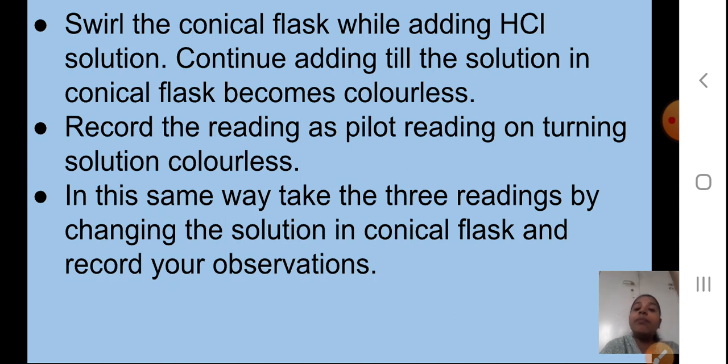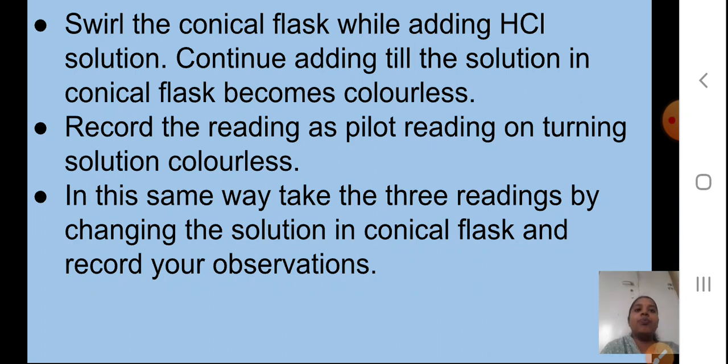What is our main thing here we have to see? When you add phenolphthalein, it will become pink in color. And when in this NaOH solution with phenolphthalein, which is pink in color, you add HCl from the burette, it will become colorless slowly. So that colorless point is your reading, which we call the pilot reading.